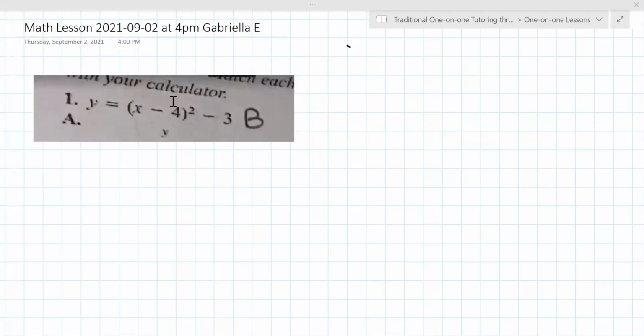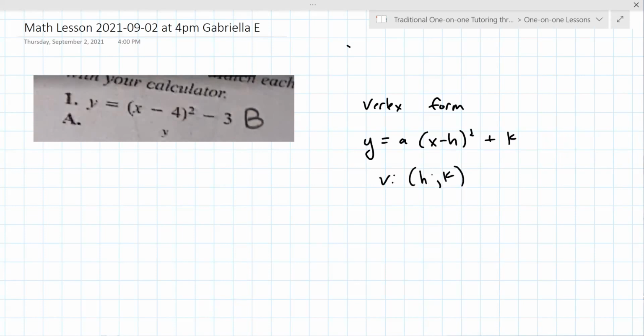If you're seeing my screen, you're seeing question number 1 there. And this is called vertex form. Hopefully that was covered in class. It's the form a(x minus h) squared plus k. It has a vertex at h comma k. So it's this number if that's negative. If it's positive, then it's the negative of that. It's always that number. Okay.